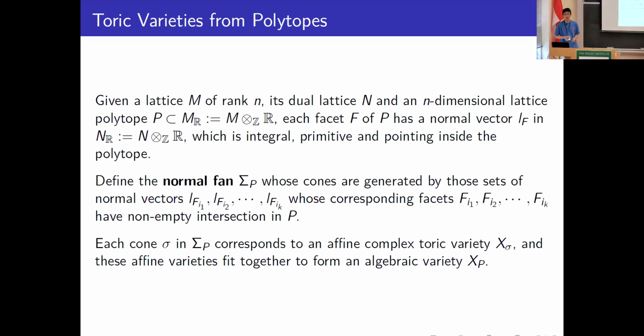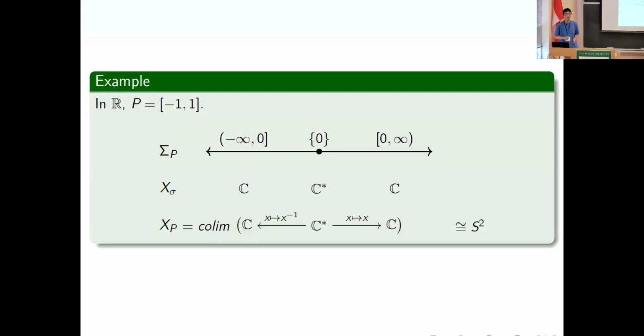And we define the normal fan Sigma_P, whose cones are generated by the sets of normal vectors whose corresponding facets have non-empty intersection in the polytope P. And each cone in the normal fan corresponds to an affine complex toric variety, and those affine pieces fit together to form the algebraic variety X_P.